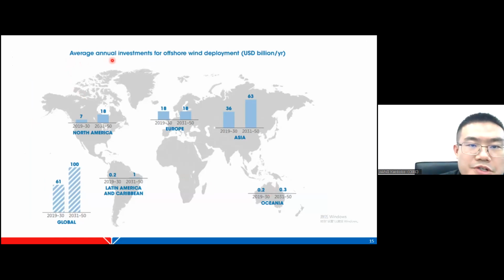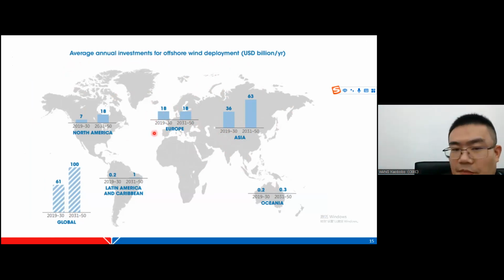Okay, we can see the average annual investment for offshore wind deployment. With the contribution of China, Asia will surpass Europe very quickly in the future. Why do we see that in Europe we didn't see a lot of improvement? Why?